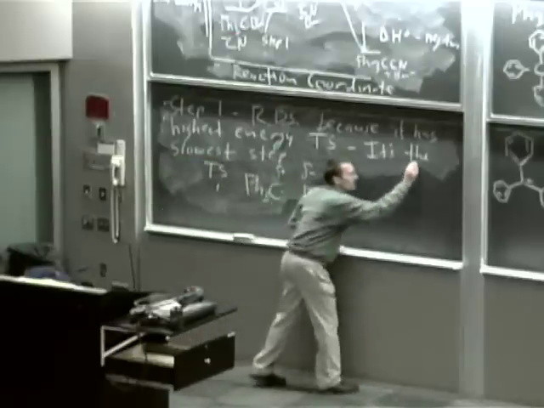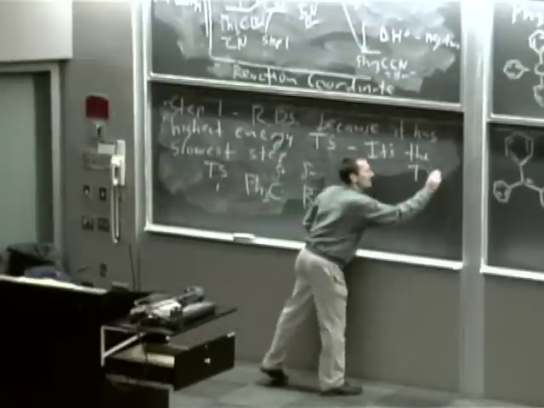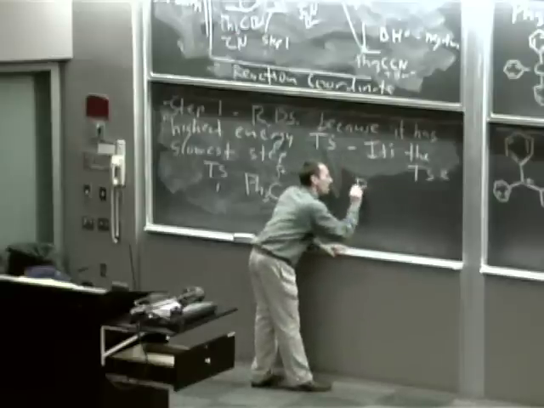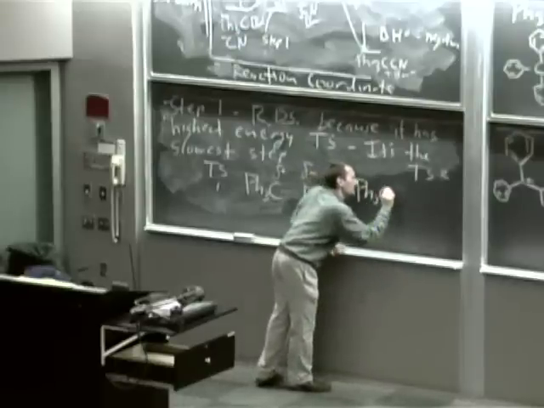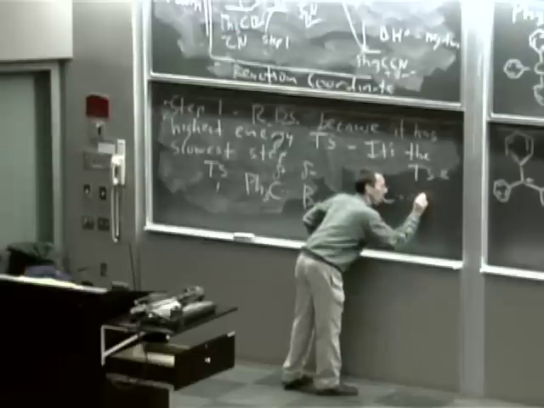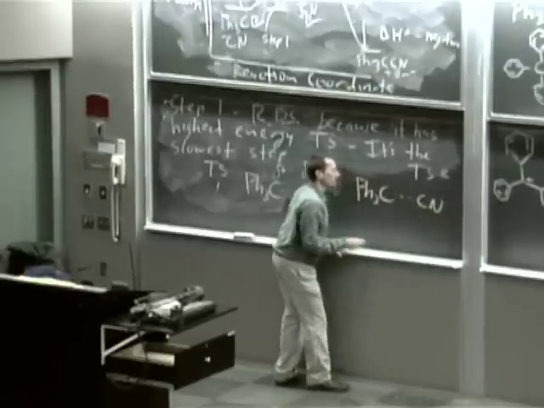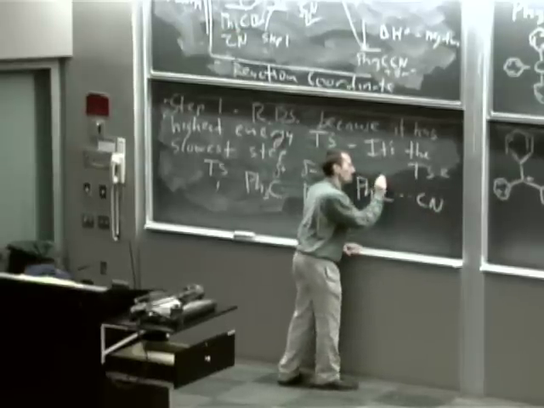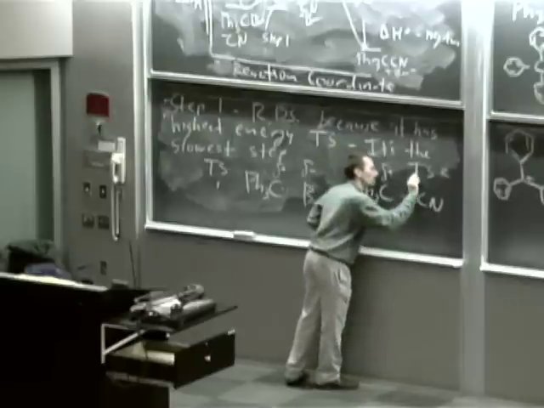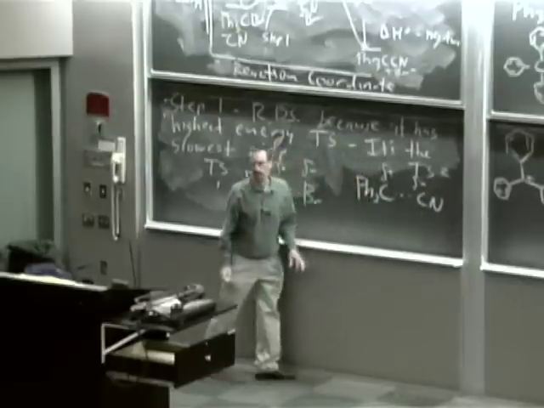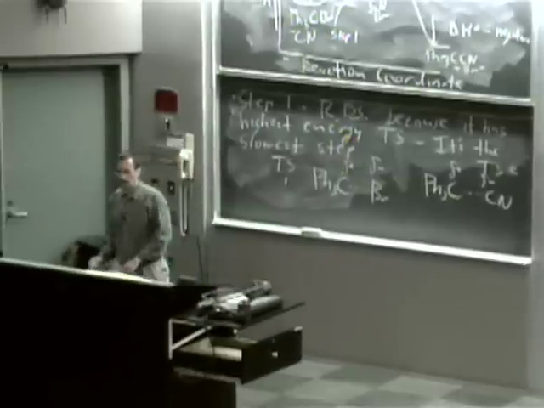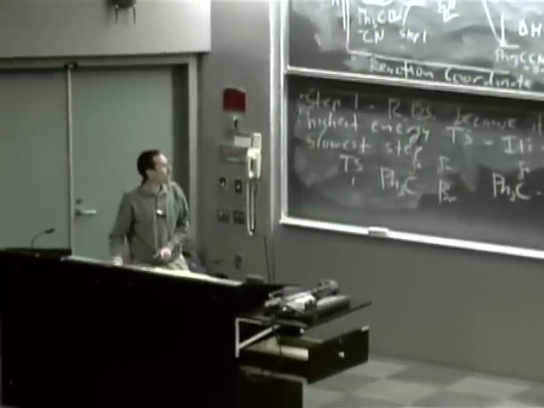In the second transition state, I'll call that TS2, now the cyanide is coming in. We formed a partial bond between cyanide and carbon. We have a partial positive charge on carbon, a partial negative charge on cyanide.